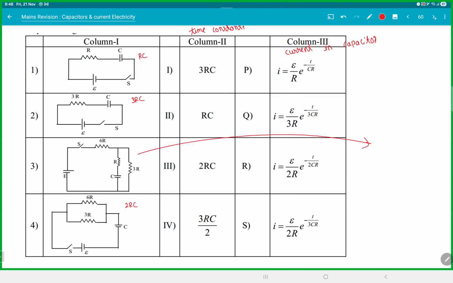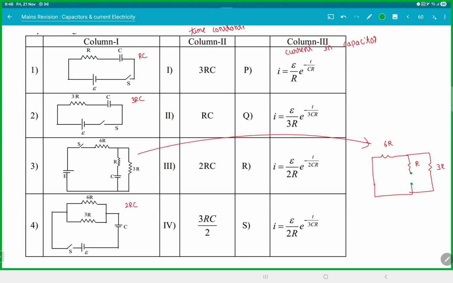So let me draw this. How to find time constant? Assume the battery is a wire. Then this will be 6R. Then this is R. Find R equivalent across the battery terminals. So this is 3R, 6R, and R. So you need to find R equivalent across these 2 points.